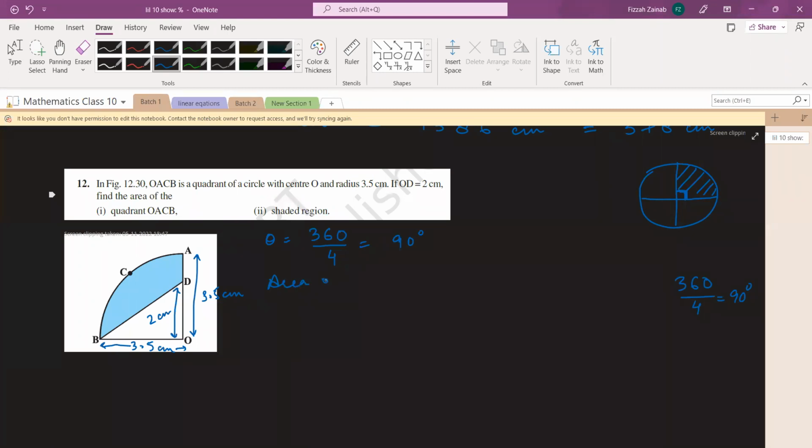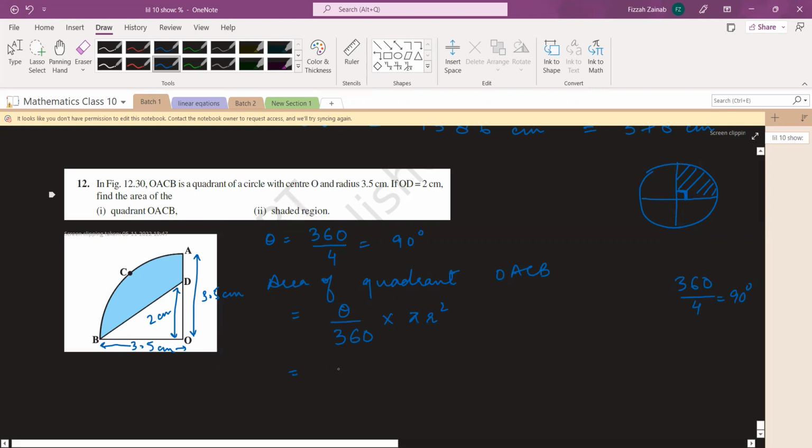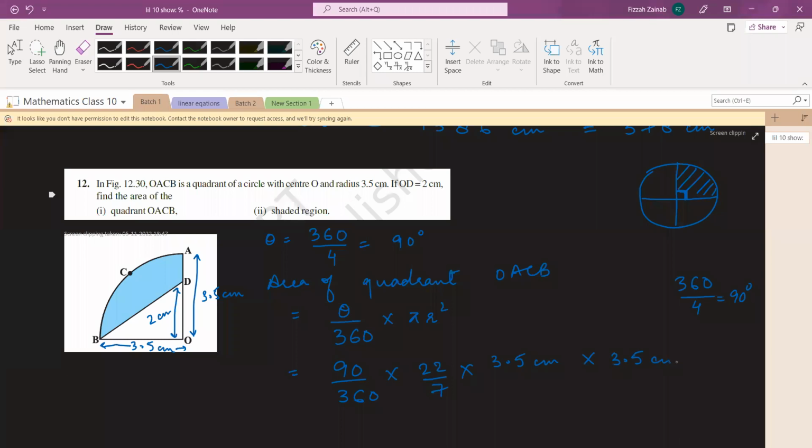Now, area of quadrant OACB is basically area of sector. So that is theta by 360 into pi r square. Clear? Now put values. So you have 90 divided by 360 into 22 by 7 into radius 3.5, so 3.5 centimeter multiplied by 3.5 centimeter. Clear?